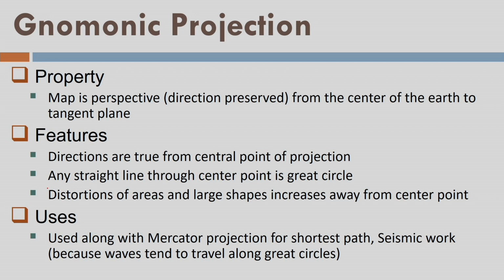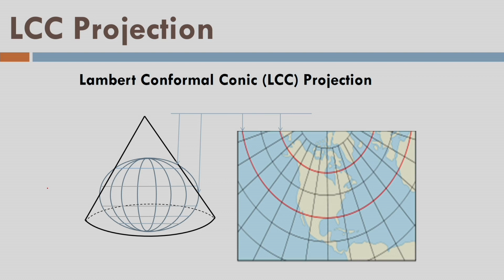Now the uses: it is used along with the Mercator projection for shortest path and seismic work, because waves tend to travel along the great circle. That's the kind of assumption seismologists make, and that's the reason we prefer to use it for the study of seismic work or for earthquake studies and so on. Now we go to the conic projection. That's another class. In the conic projection, the first projection is the Lambert conformal conic projection.